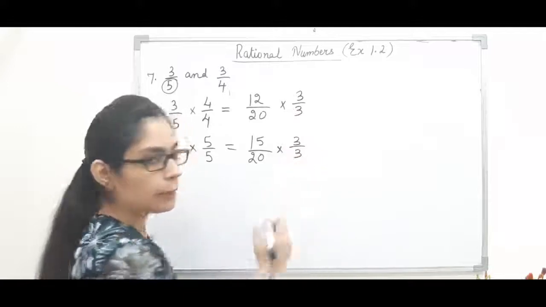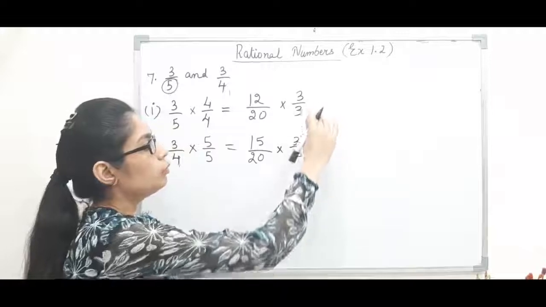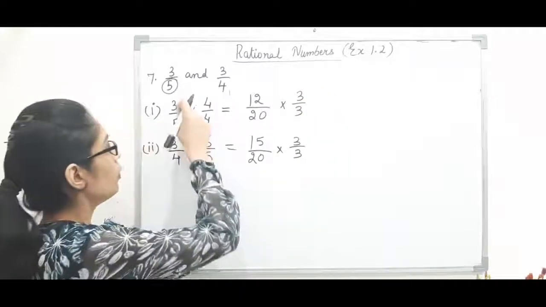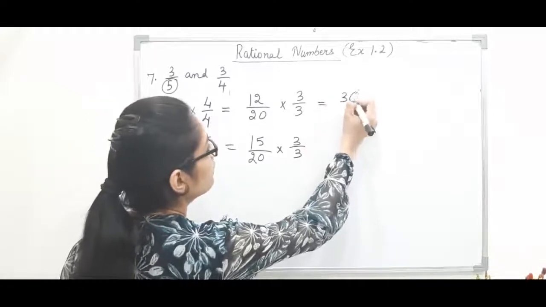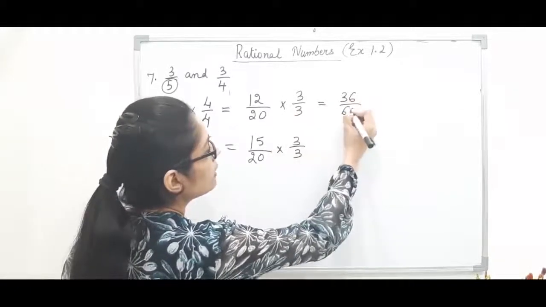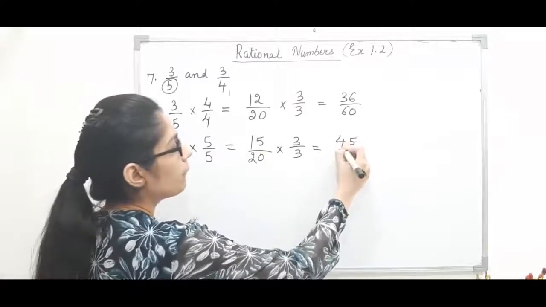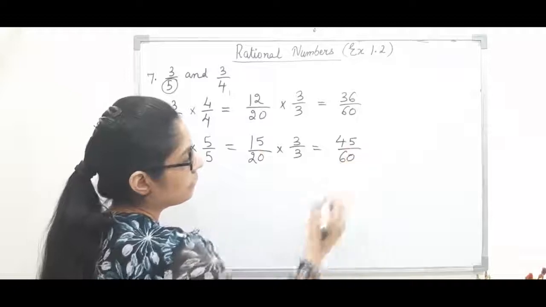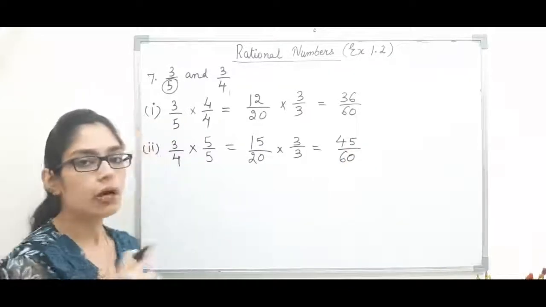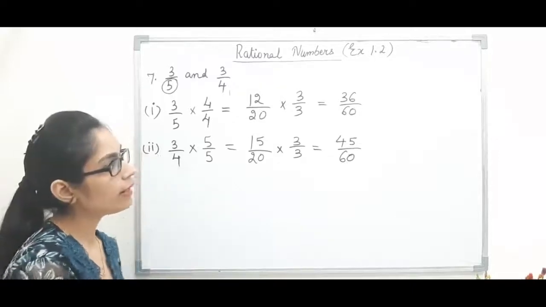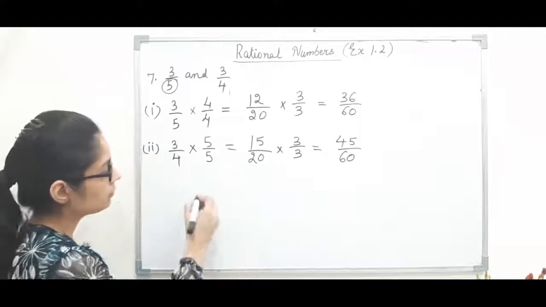Before itself I told you, you can multiply and divide with any number, provided you do it with the same number for both the rational numbers. So let's try with 3. 12 into 3 is 36. 20 into 3 is 60. 15 into 3 is 45, and 20 into 3 is 60. If you want, you can try it with 4 also and with 5 also, because now we need 10 rational numbers. Are we getting 10 rational numbers between 36 and 45?